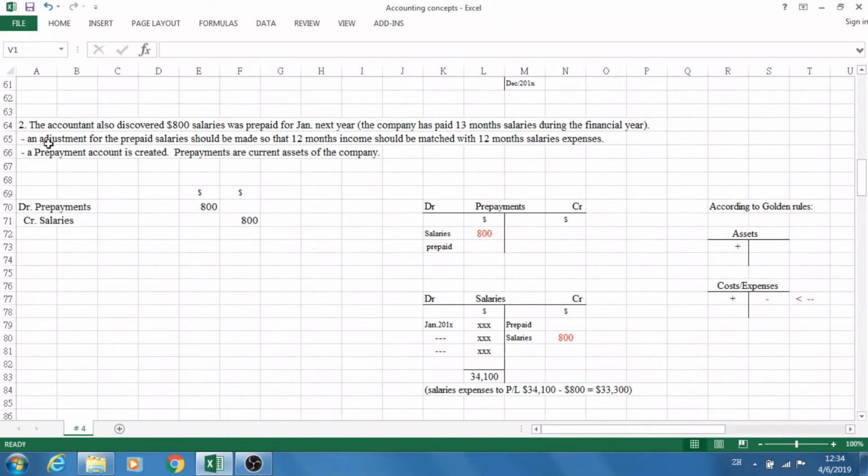Example 2. The accountant also discovered 800 salaries was prepaid for January next year. The company has paid 13 months salaries during the financial year. An adjustment for the prepaid salaries should be made so that 12 months income is matched with 12 months salary expenses. A prepayment account is created.